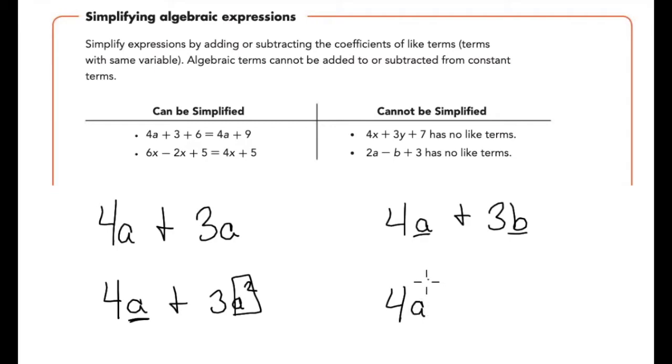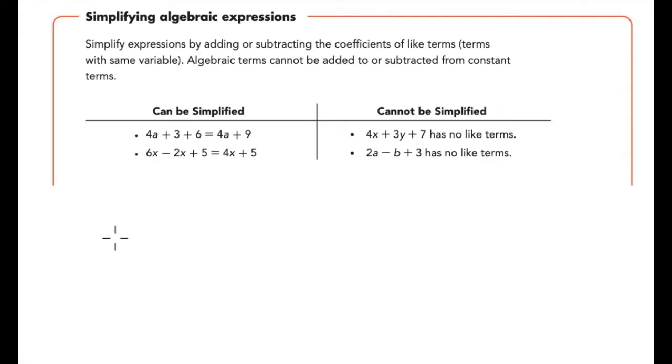If we have something like 4a squared and 3a squared, these would be like terms because they both have the same variables of a squared. So in order for something to be simplified or combined, you need to have like terms. We would need to have the same variable or variables raised to the same power or powers. In the chart here, we're given examples of things that can be simplified and cannot be simplified.